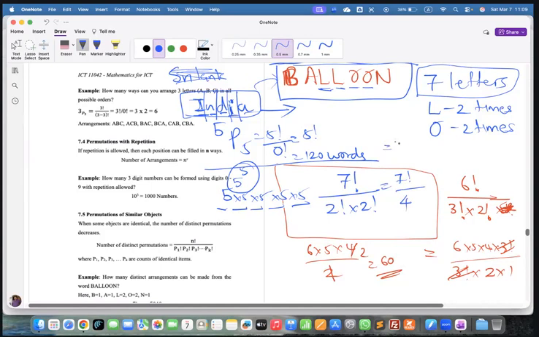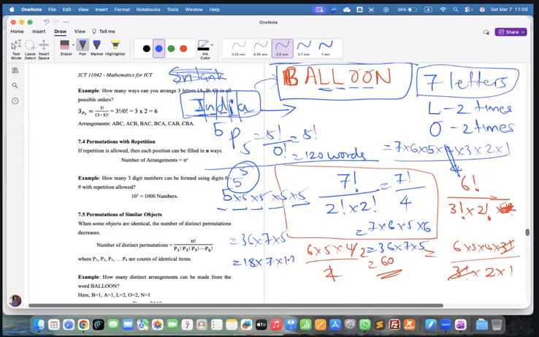So what is the answer? 7 into 6 into 5 into 4 into 3 into 2 into 1 divided by 4. We can cut down these two 4s. So the answer is 7 into 6 into 5 into 3 into 2, that is 6. So 6 into 6, 36. 36 into 7 into 5, right? So the answer is 36 into 7 into 5. So we can write 18 into 2, 18 into 7 into 10, right?